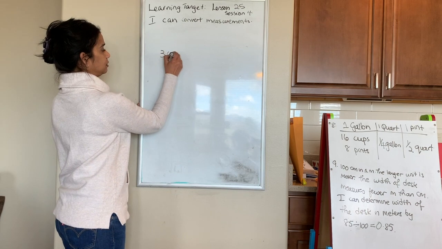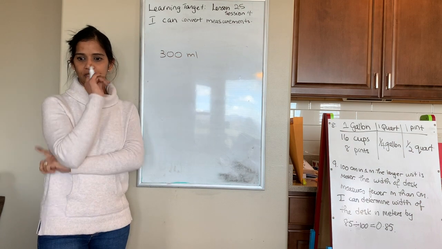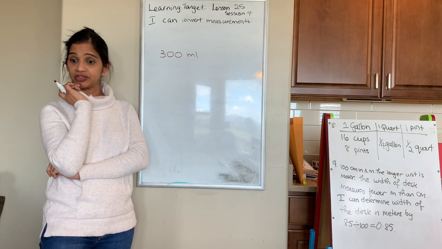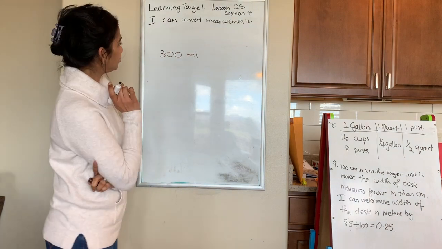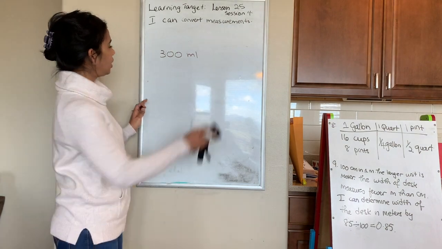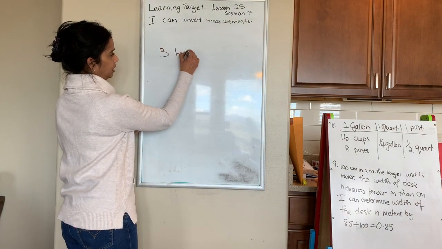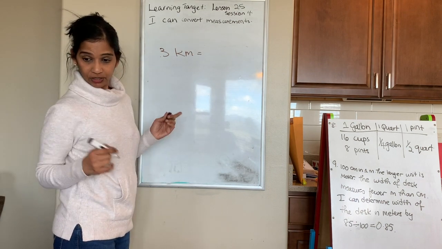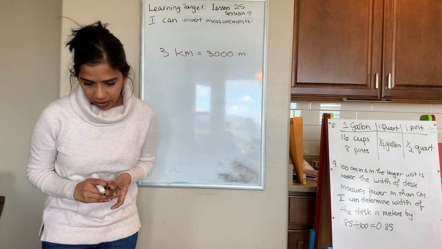300 milliliters is equal to, what do you think? 30 meters, 3,000 meters, 3 kilometers, or 3,000 centimeters? I don't see any measure for that there, so I'm going to start with another one. I do see 3 kilometers is equal to, you got it, 3,000 meters. Yep, you're correct.